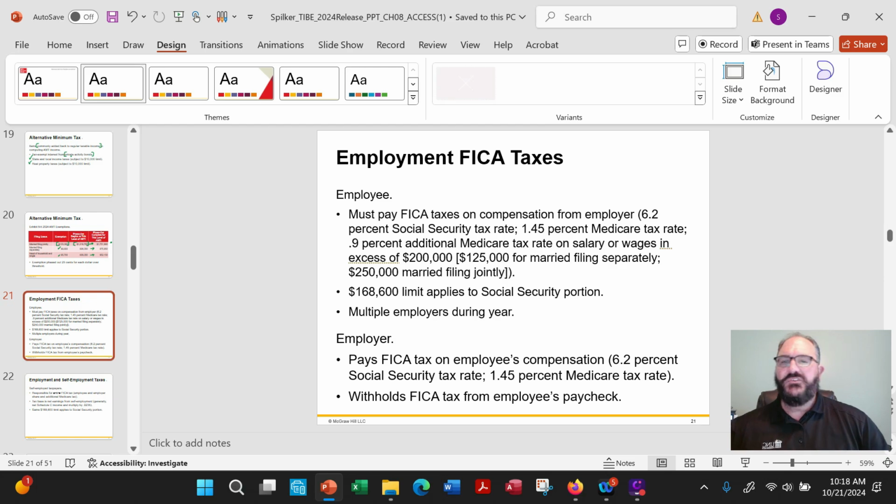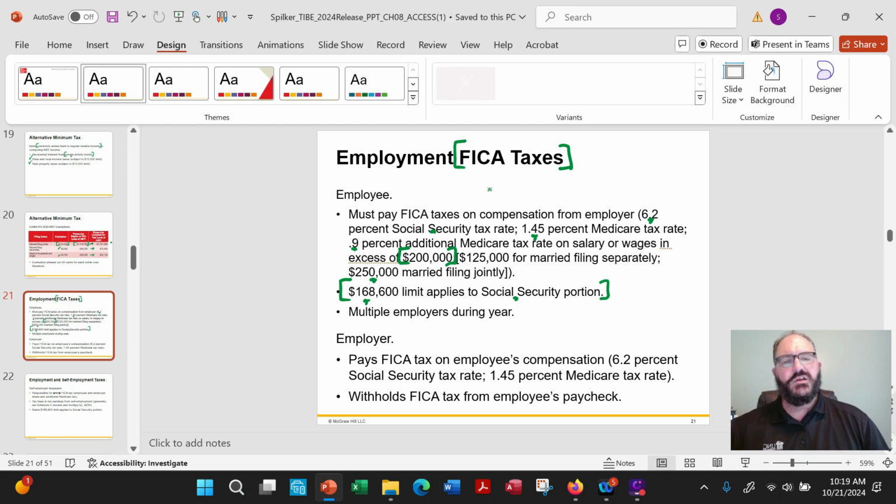All right, switching gears, we're going to talk about FICA taxes. We've talked about this before. 6.2% is Social Security, 1.45% for Medicare, and an additional 0.9% if you make wages in excess of $200,000, or $125,000 for separate, $250,000 filing jointly. The $168,600 limit applies only to the Social Security portion, only to the 6.2%.